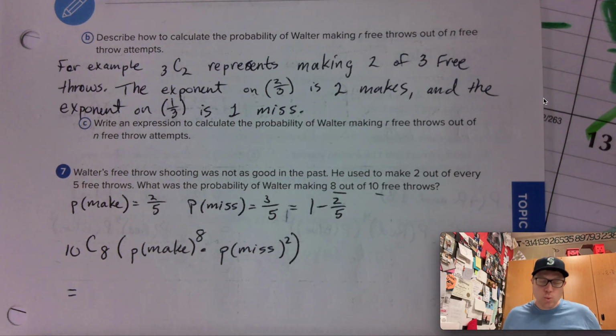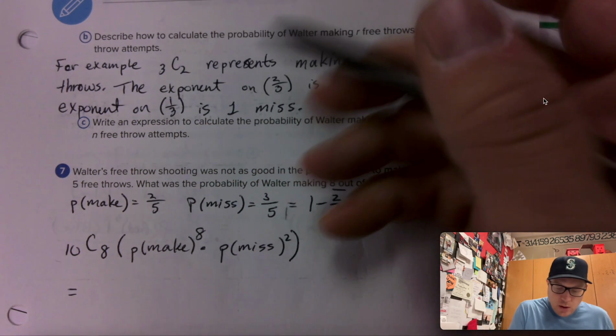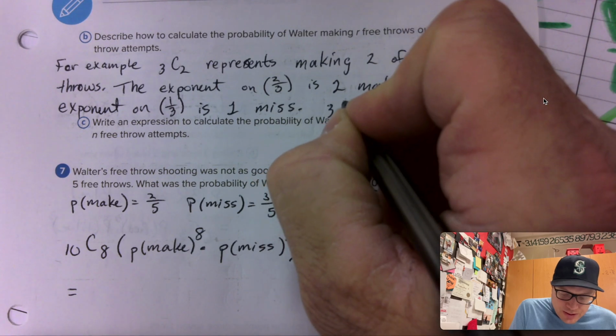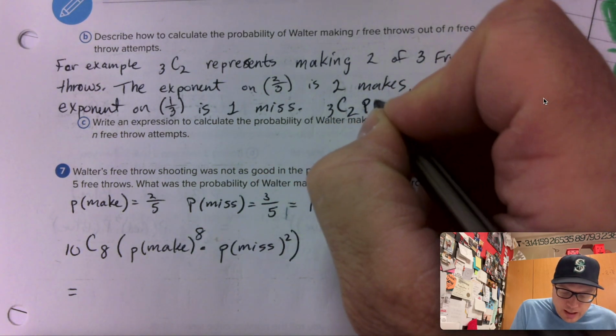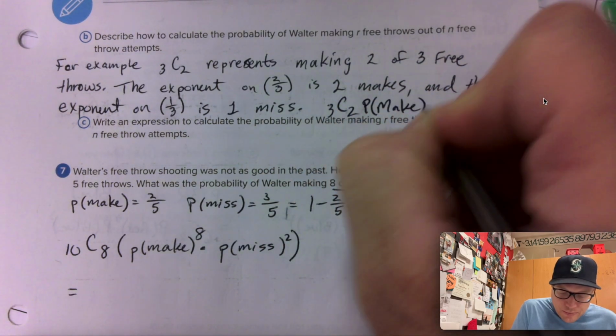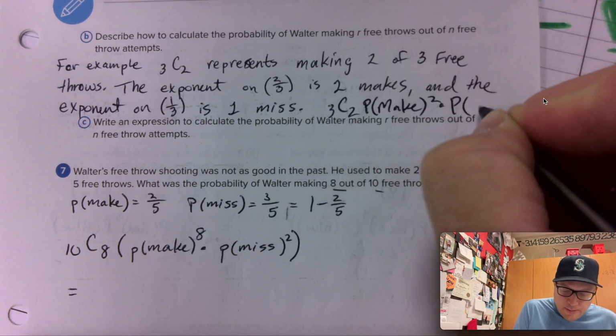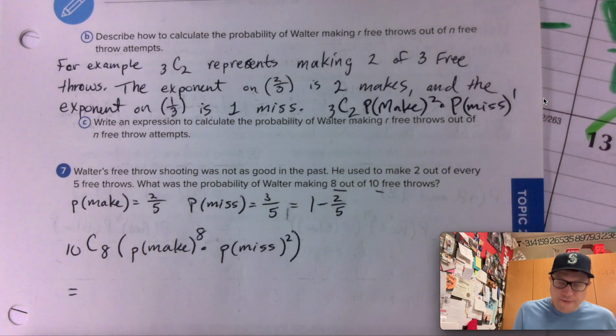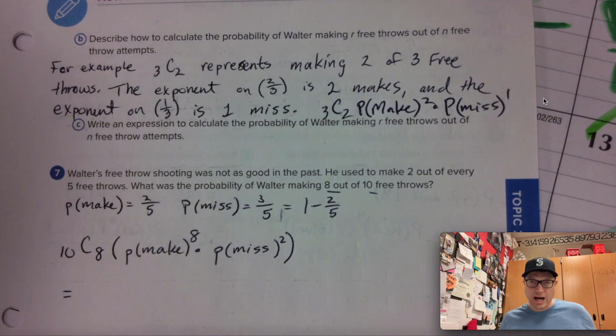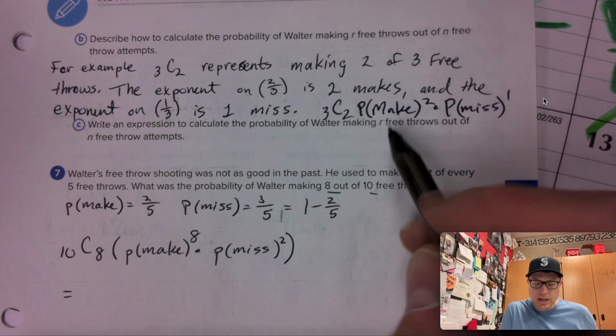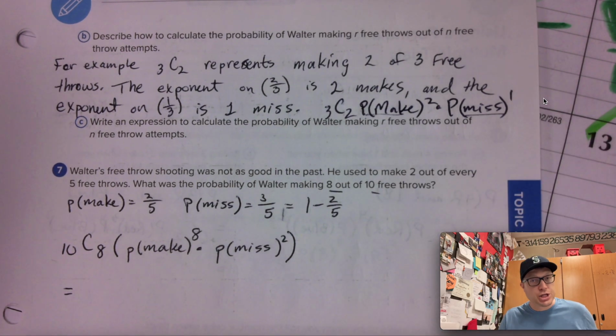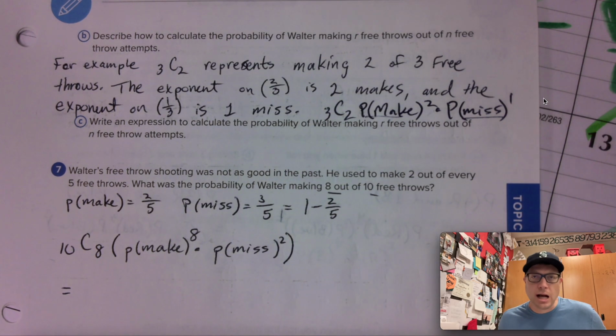So therefore, with that example in mind, we could write 3C2 times the probability of make to the 2 power times the probability of miss to the 1st power. And if we have those probabilities of making and missing, then these would just become those fractions, decimals, etc., however you're recording the probability, and then calculate it.